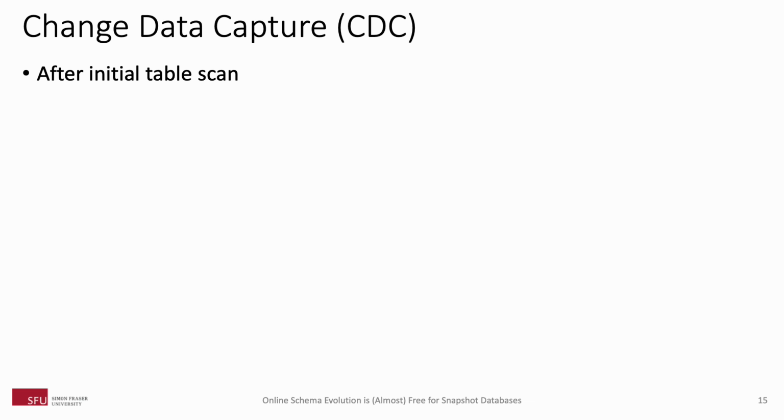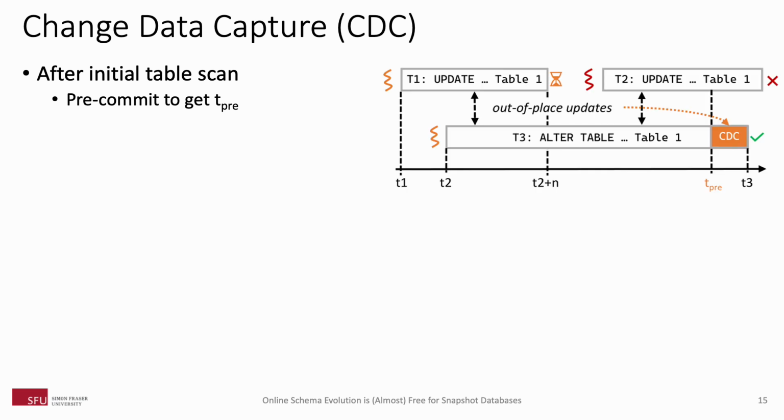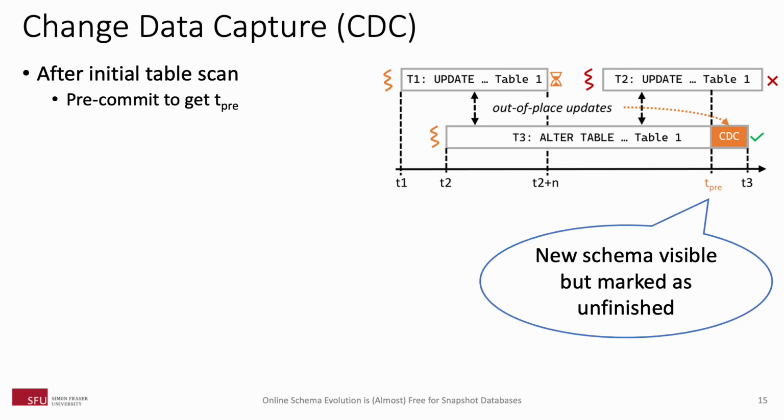After the initial table scanning, the DDL will pre-commit to get a timestamp tpre. And after the tpre, the CDC job starts. So I will talk about the tpre here. It's when the new schema will become visible, but it will also be marked as unfinished. So later, the concurrent DMLs see this new but unfinished schema. They will wait here until the CDC job is done.